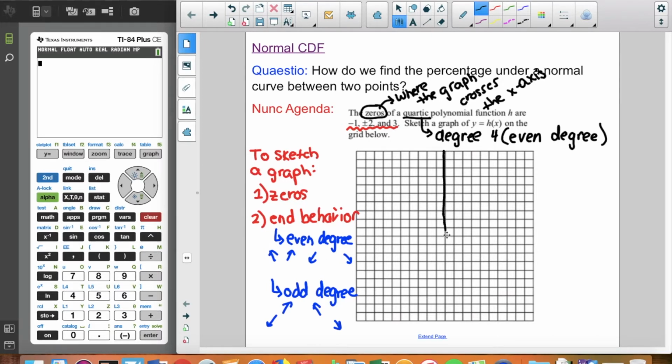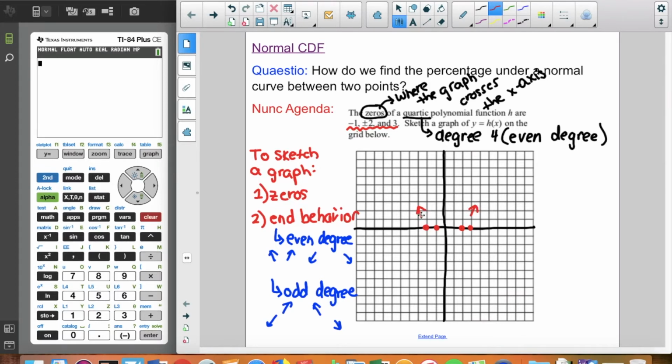So let's start by drawing a coordinate grid, so x-y axis. Now we know our graph is going to have to touch these points, so let's plot those in. So we have -1, we have +2 and a -2, and then we have a 3. Okay? Now you can choose either end behavior you'd like. I'm going to choose both arrows pointing up. If you want to choose both arrows pointing down, that's fine.